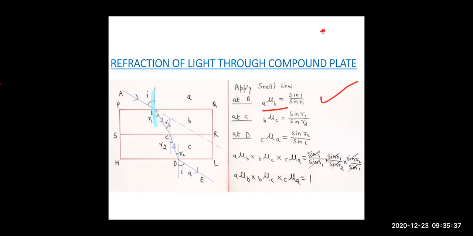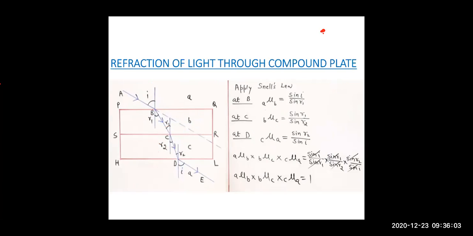Now let's apply Snell's law at point C. So for C, which are the two mediums? B and C. So here light is entering medium C. So refractive index of medium C with respect to B. Right. So what is the angle in B? Angle in B is R1. And what is the angle in C? Angle in C is R2. So it is sin R1 upon sin R2. Right? Let's move further.